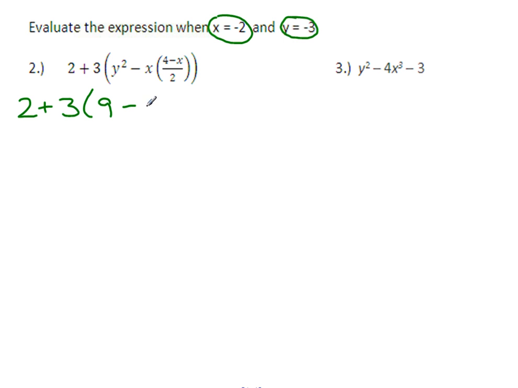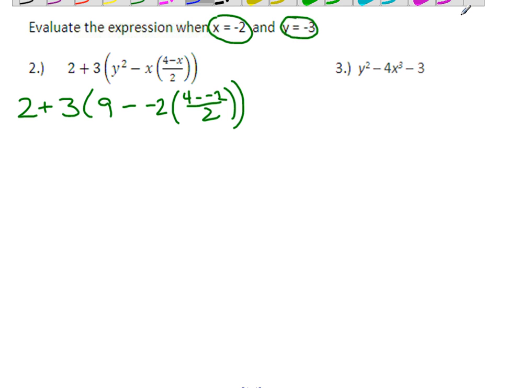And then x is negative 2 here. I'll just write the minus negative for now. 4 minus x on top. So for now I'll do that also. 4 minus negative 2, and then divided by 2. So I made it a little bit easier by putting that 9 there to start with. Let me change colors here. I'm going to go blue.